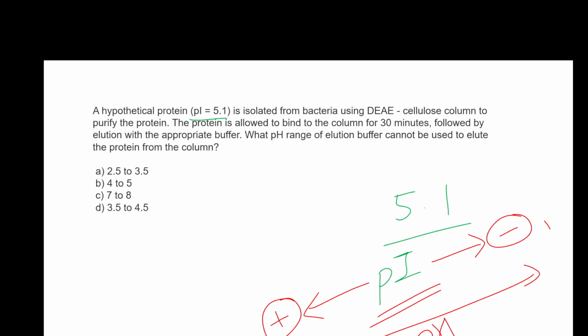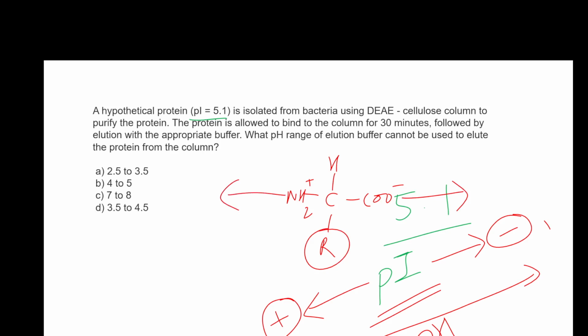So generally at this particular pI, what happens? The protein remains in this form, NH3 plus and COO minus. This is the R group. When the pH is higher, the hydrogen ions are fewer. At lower pH, more positively charged hydrogen ions are present.